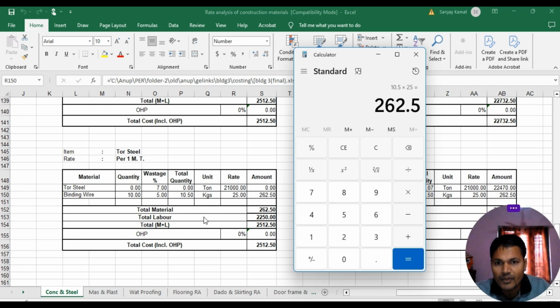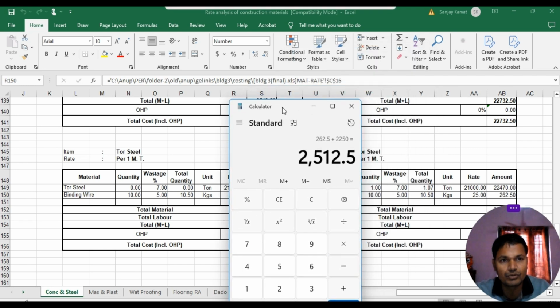Now the total labor is 262.50 only, and 2000 only. So if we sum this, how much will it come? 2250 added to 262.50, this will come to 2512. So this is also absolutely correct.